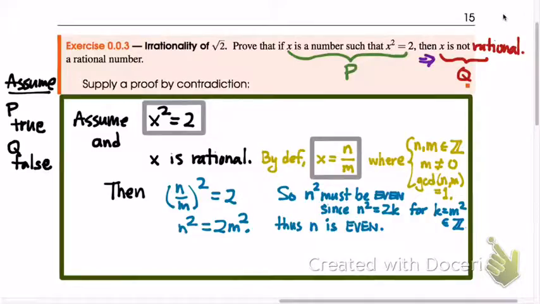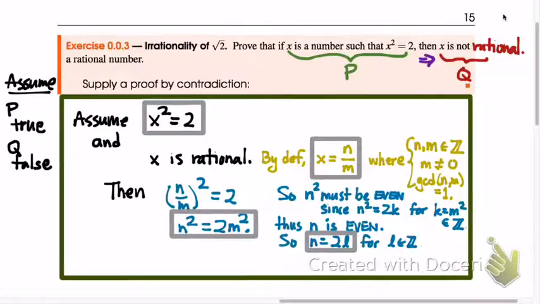Thus, n is even. But if n is even, that means that n is equal to 2 times something, 2 times L, for some integer L. But then, so what? What can we do with that information? Now that we know something about n, let's go back to our story over here on the left. If n is equal to 2L, then what's n squared?